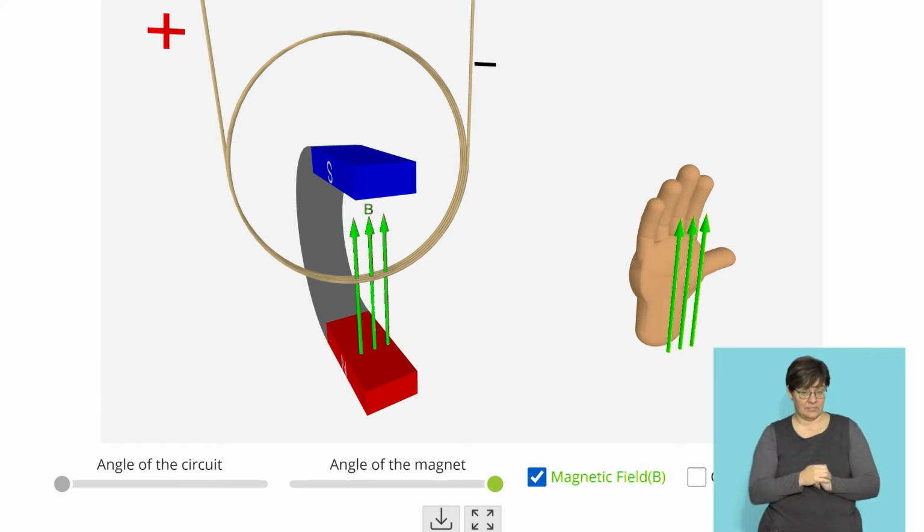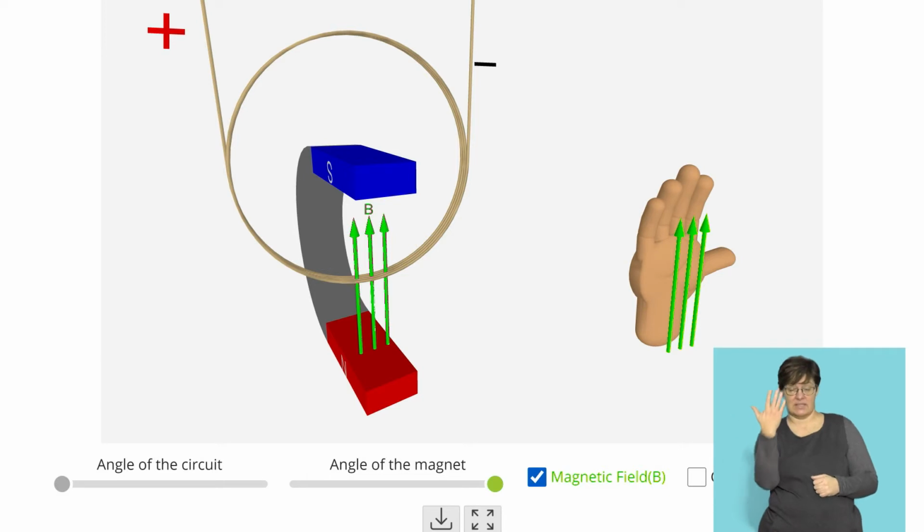Now, take notice that on the side of the screen, there's a hand that is being shown as well. And that hand is showing you that the fingers are pointing in the direction of the magnetic field. It happens to be the right hand. So the fingers point in the direction of the field.